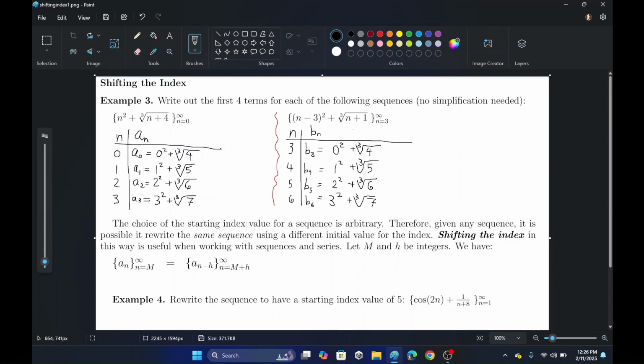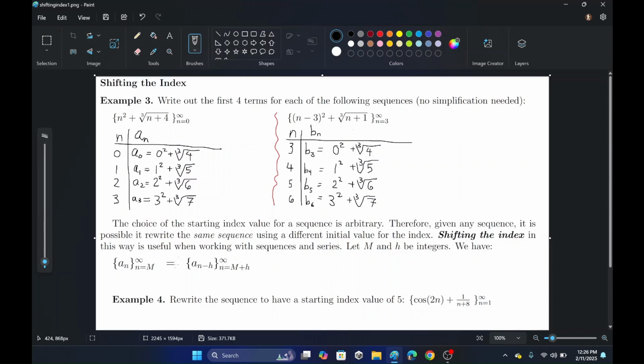The choice of the starting index value is arbitrary. As you can see, for a sequence, it's not like we have to start with 0 or 3 or anything in particular. So it's definitely possible to rewrite the same sequence using whatever starting integer you want, shifting the index, in other words. So to capture this idea, let m and h represent integers. If we have some sequence a_n that starts at n equals m, like to use a concrete example, it could be n equals 0.